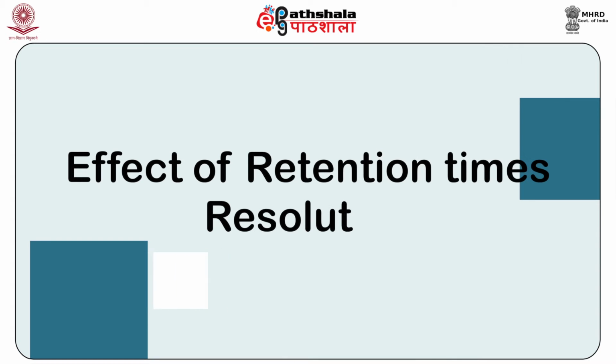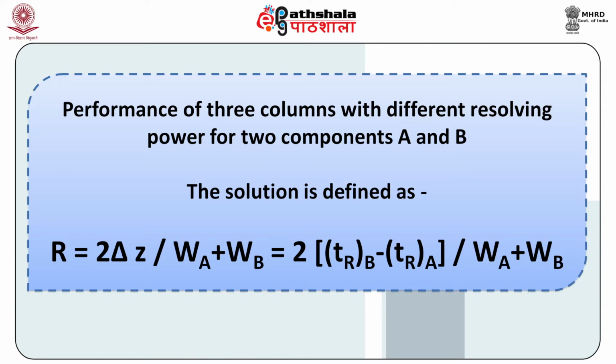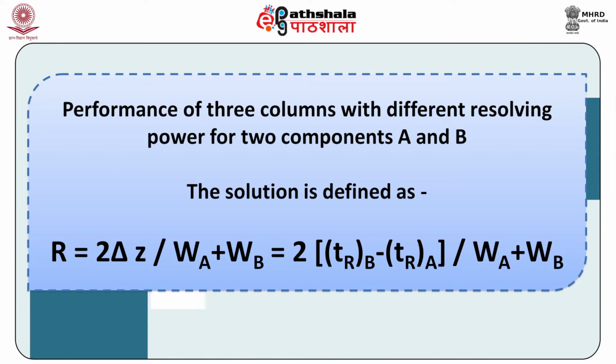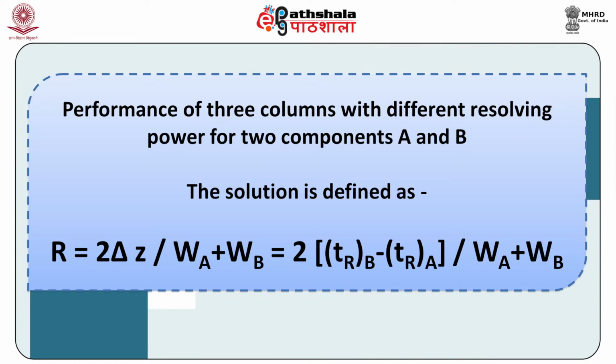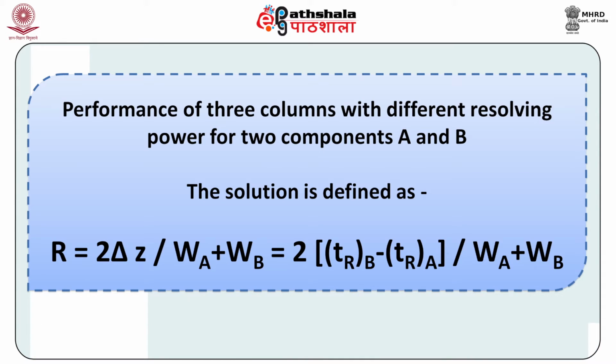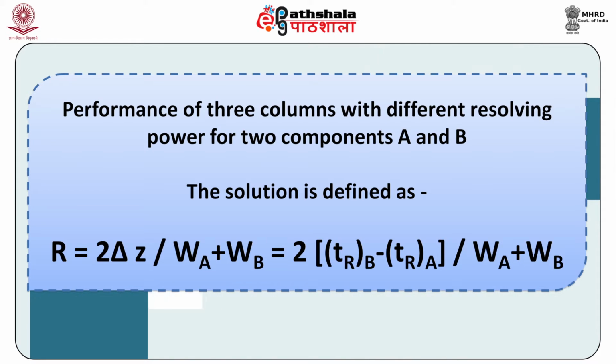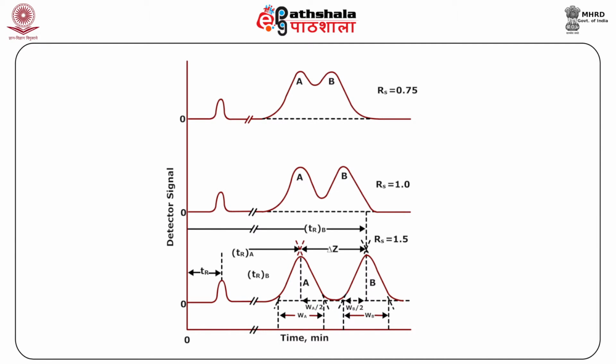Next is effect of retention time or resolution. The resolution is a measure of how well two adjacent peaks are separated by a column. Baseline separation should be achieved for complete resolution. This figure illustrates the performance of three columns with different resolving power for two components, that is A and B. The resolution here is defined as R is equal to twice of delta Z divided by WA plus WB, where it is further equivalent to 2 multiplied by TRB minus TRA divided by WA plus WB, where the terms on the right side of the equation have been illustrated in this following figure.